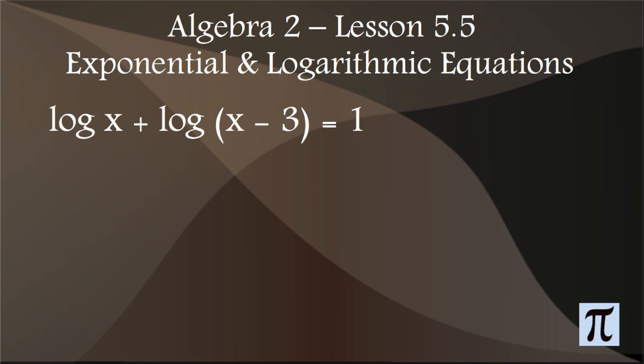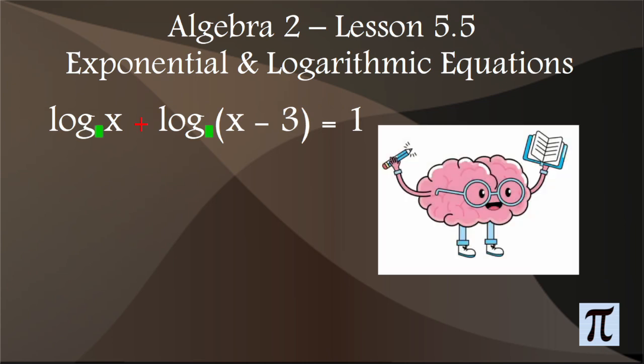And here's a slightly more complicated problem. Log x plus log of x minus 3 is equal to 1. Using your brain and your eyeballs, let's look at this logarithmic equation. Because the base isn't written, we know that it is base 10, or a common logarithm. We can also see we're adding two logarithms with the same base together. That should be a clue on what we need to do next.